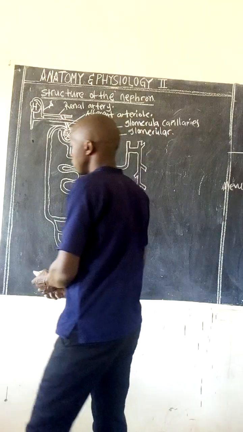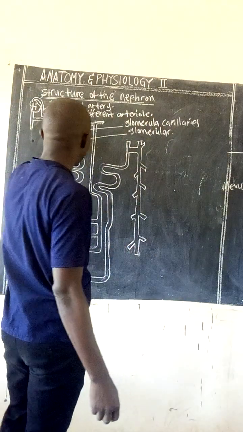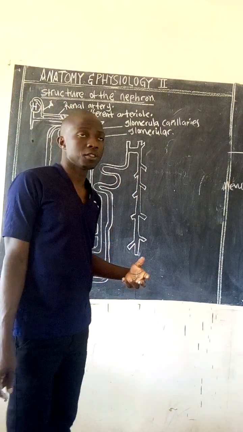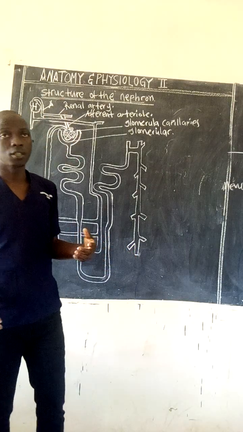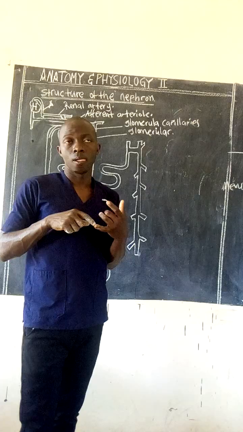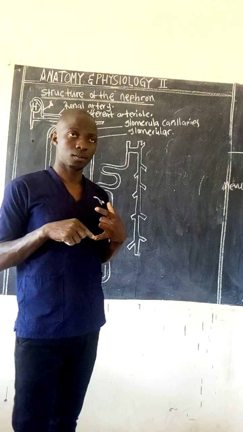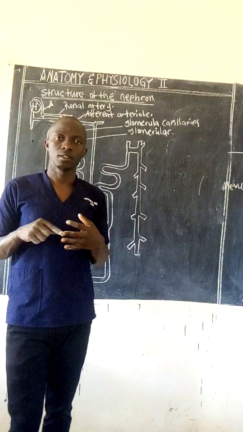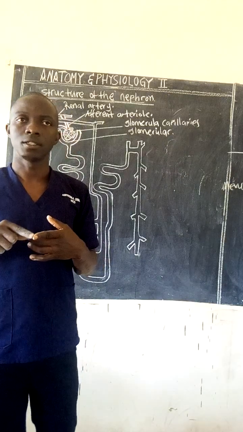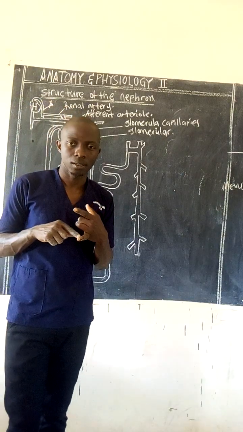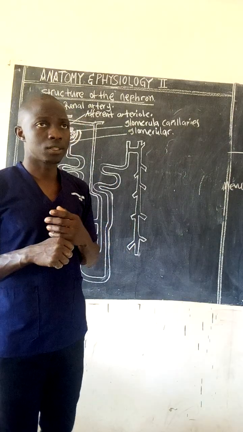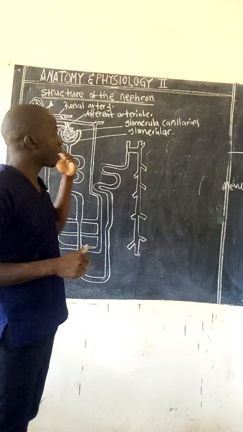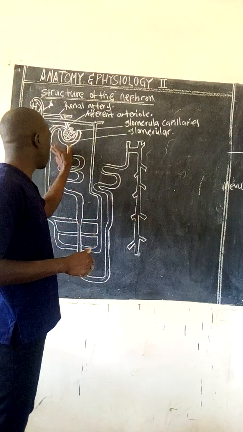So as blood now has reached the glomerular capillaries, permeable substances such as sodium ions, calcium ions, chloride ions, potassium ions, ammonia, glucose, and others are filtered out. Because they are permeable, they will be filtered out.